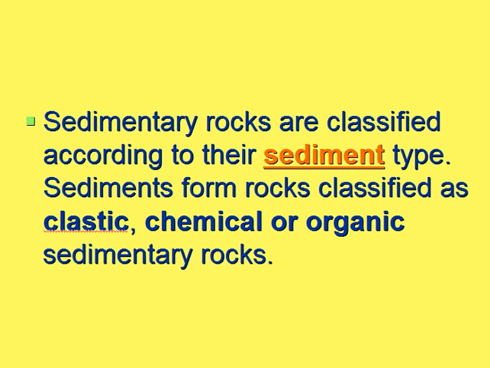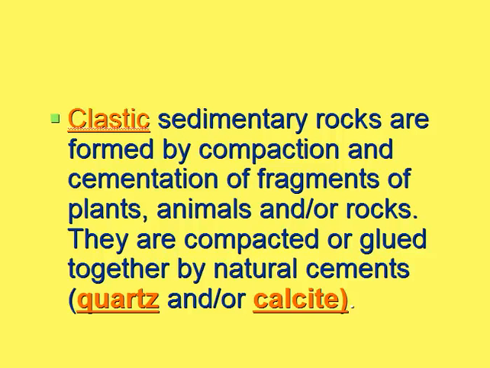Now, sedimentary rocks are classified according to their sediment type. Sediments form rocks classified as either clastic, chemical, or organic sedimentary rocks. We're going to go through each one of these briefly so you understand the difference between them. Clastic sedimentary rocks, sorry for that red squiggly line under clastic. I'm in PowerPoint right now, and spell check is not liking clastic, but it is a word, trust me. Clastic sedimentary rocks are formed by compaction and cementation of fragments of plants, animals, and or rocks.